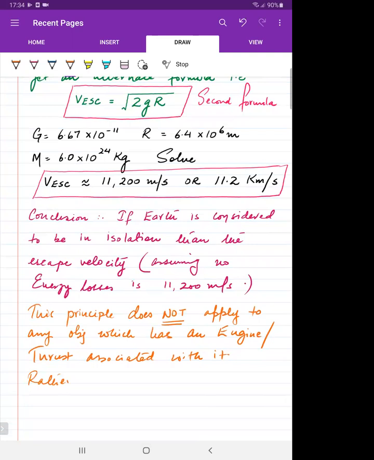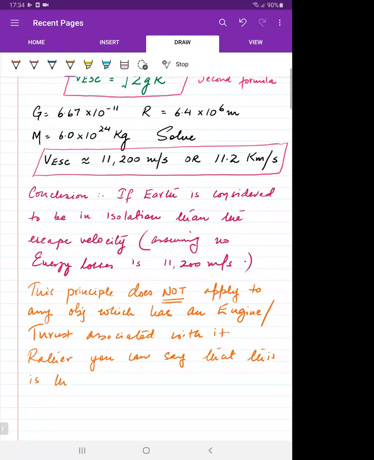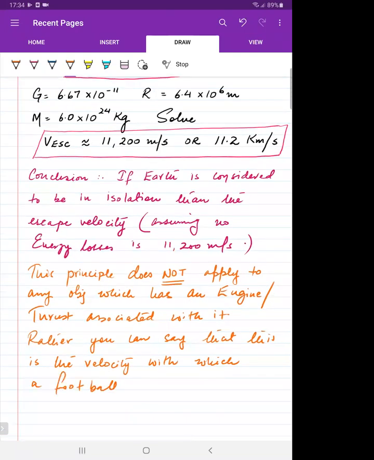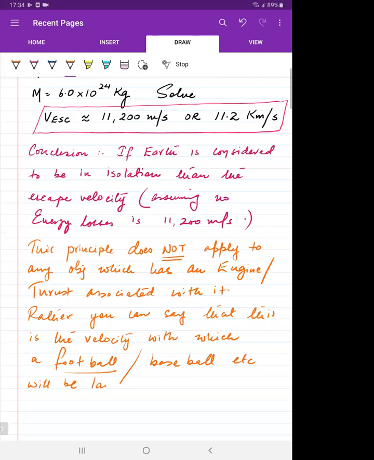Rather, you can say that this is the velocity, just as an example, with which a football or a baseball will be launched slash projected to escape the Earth's gravitational field. Okay, Hussein, so Tasleem, I'll come back to that.